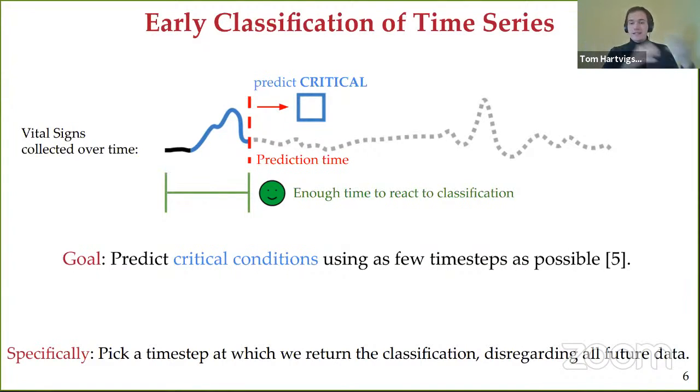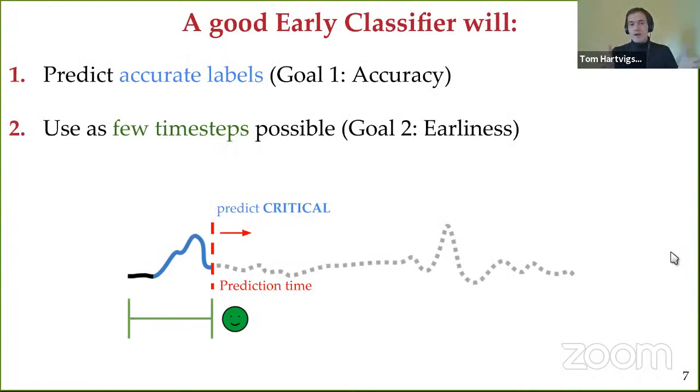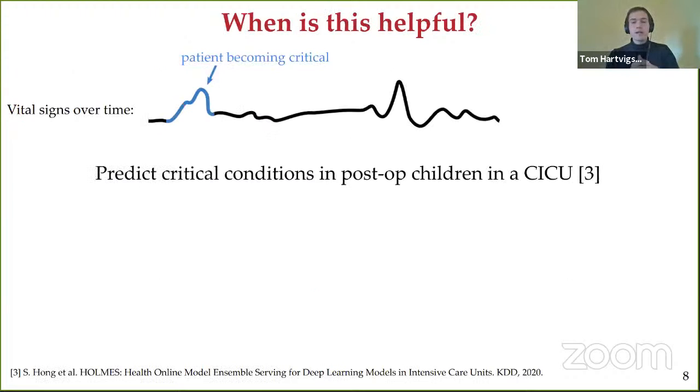Specifically on the data side, the problem is to pick a time step at which we return the classification for the entire time series, and thereby we disregard all future data. In practice, this time step is going to be different for each time series that you're working with, because it depends on when the signals of the classification class actually arrive. To summarize the problem, a good early classifier is going to predict the accurate label for an entire time series while using as few time steps as possible. These are two contradictory goals, which I'll get into in a minute. But this is a very helpful problem to solve in a lot of different situations.